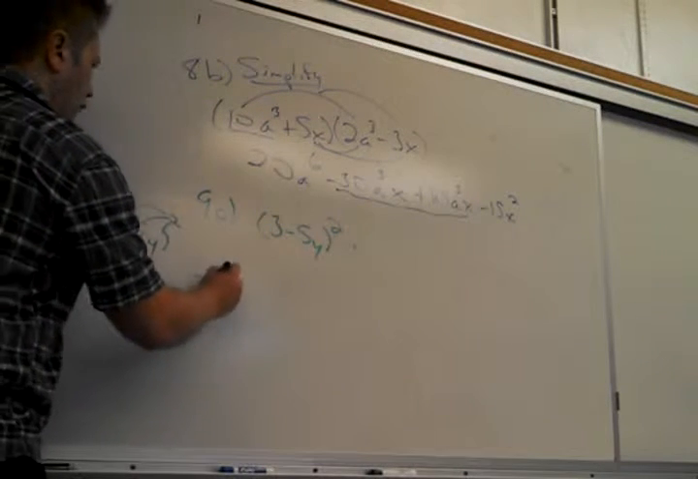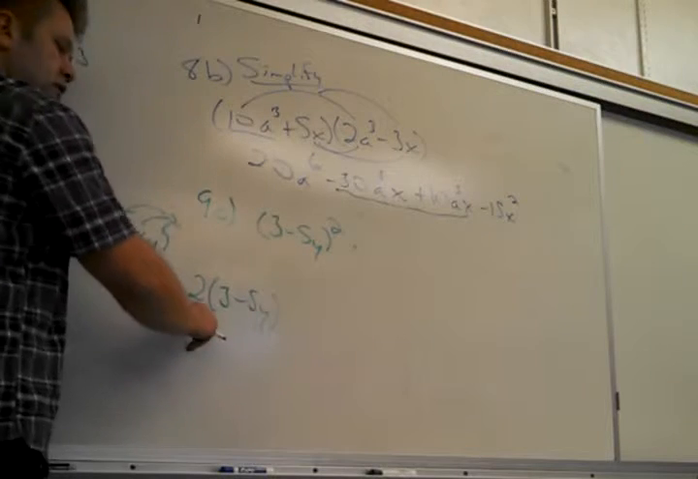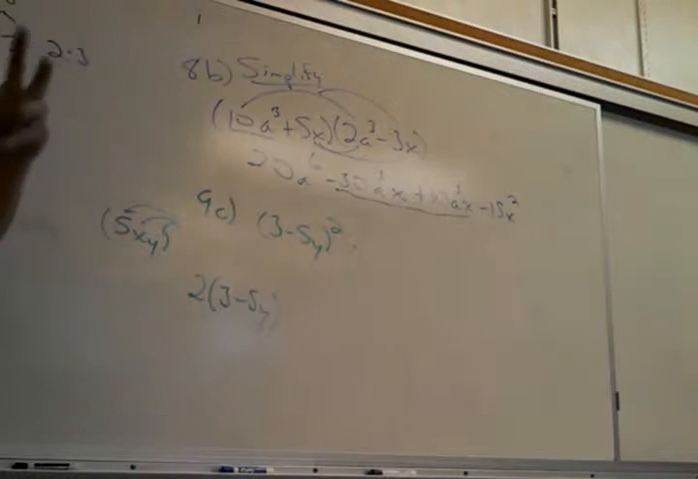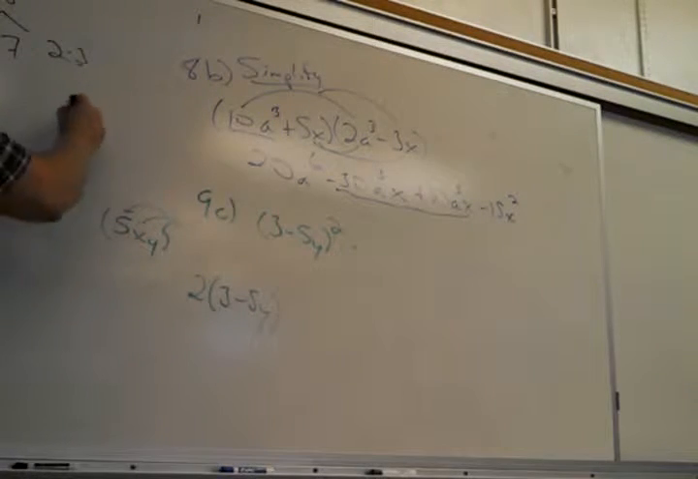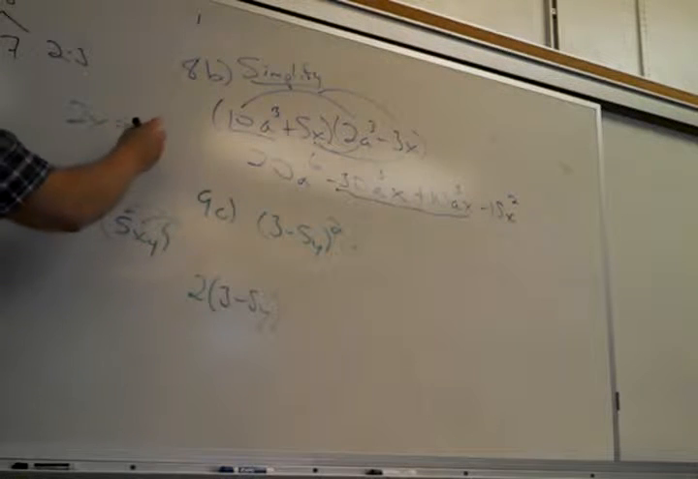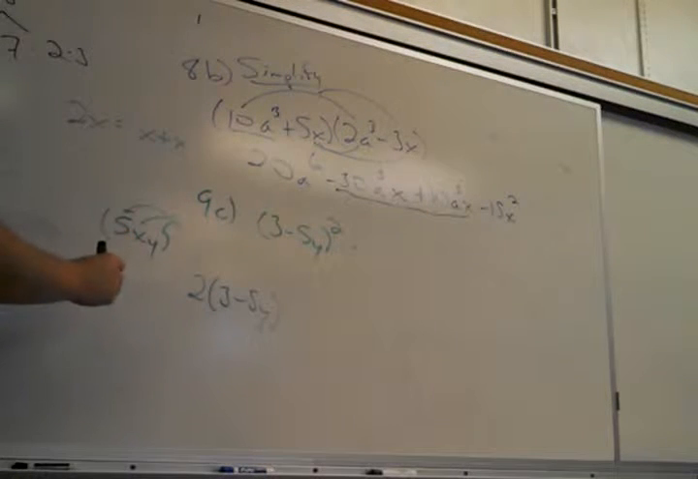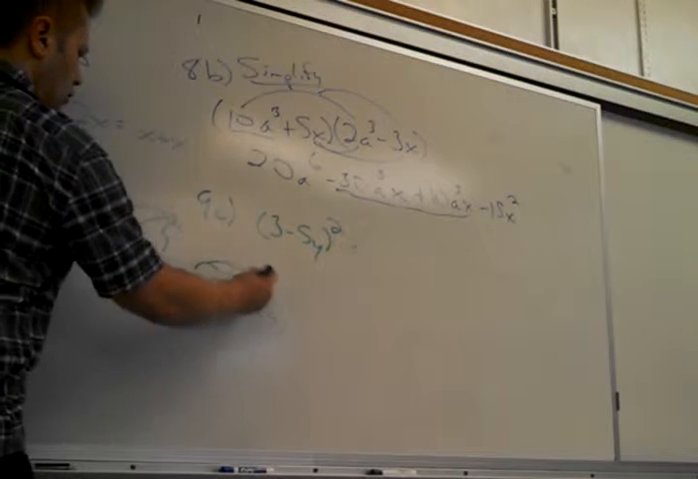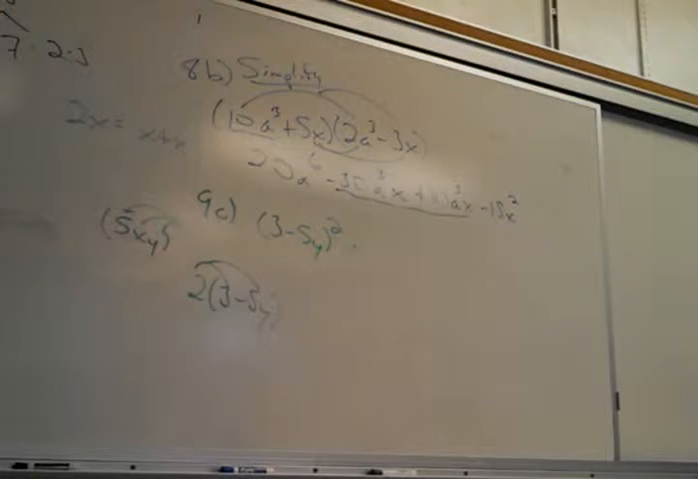But a coefficient, what are coefficients based on? Addition, believe it or not. What does 2x mean? Don't say 2 times x. What does 2x mean? x plus x. So that's why this can go across subtraction, because they're based on addition, subtraction kind of stuff, right?